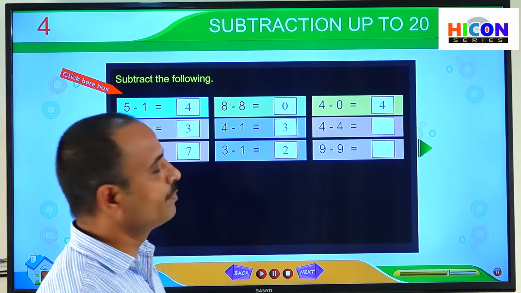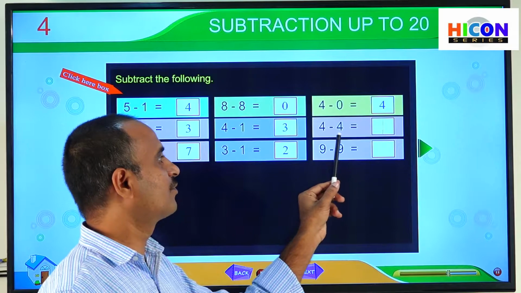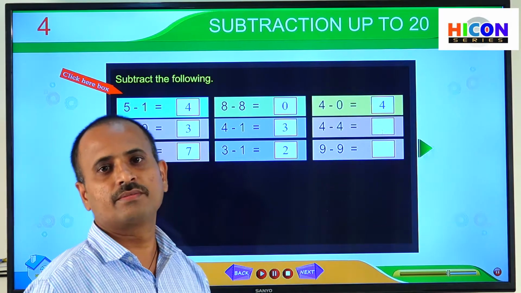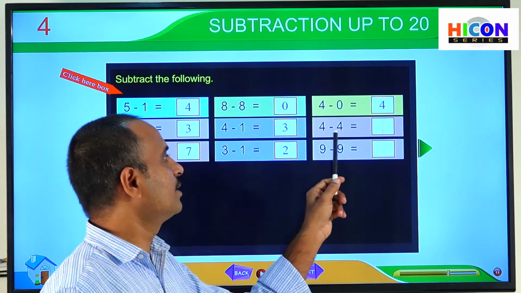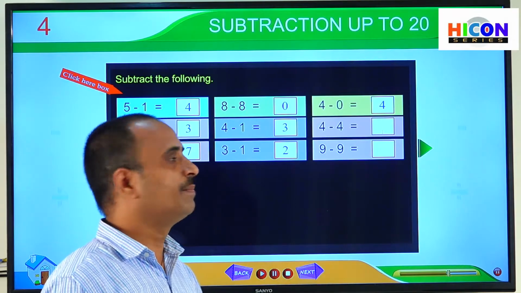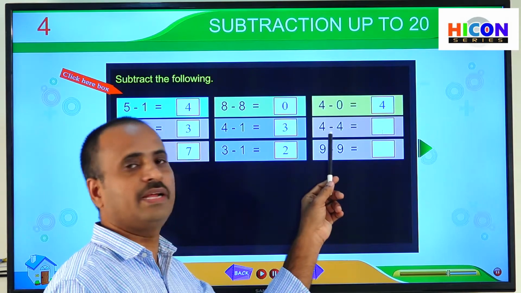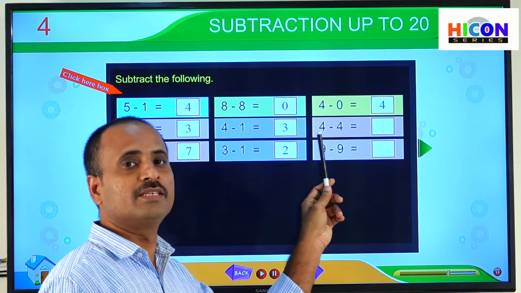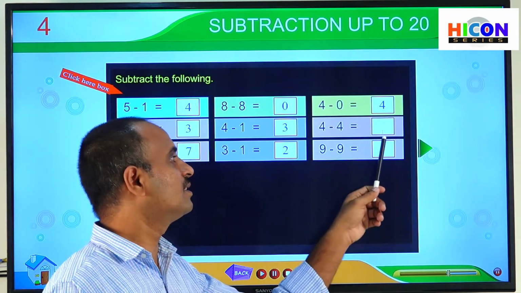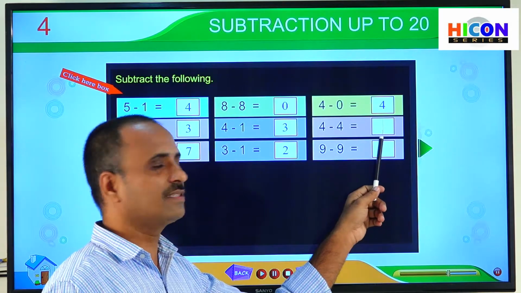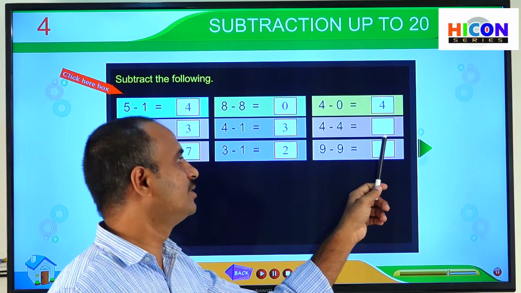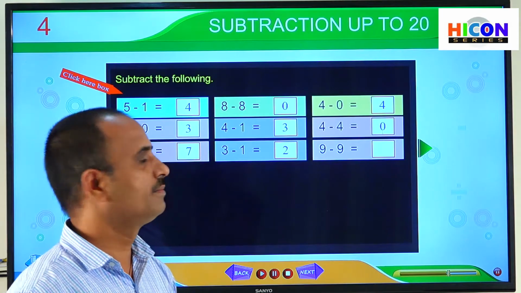Let's see the next example. 4 minus 4 is equal to how much? Here 4 is subtracted from itself. That means a number is subtracted from itself. According to subtraction facts, if any number is subtracted from itself, the answer is 0. So here the answer is 0. Write 0 in this box.